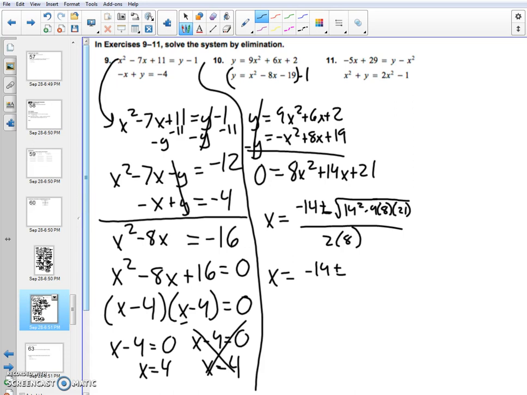All right, when I do this whole thing under the square root, in my calculator I'm doing 14 squared minus 4 times 8 times 21. I get a negative 476.